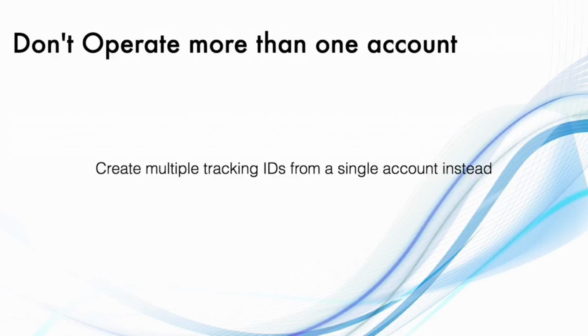Don't operate more than one account. This is important because one of your accounts might get banned, and Amazon has multiple accounts for only a few Amazon associates. You can create multiple tracking IDs, and once you use those tracking IDs for individual websites, you know how much Amazon affiliate commission you're making through each niche website. So you don't need an extra account for every website which you create.